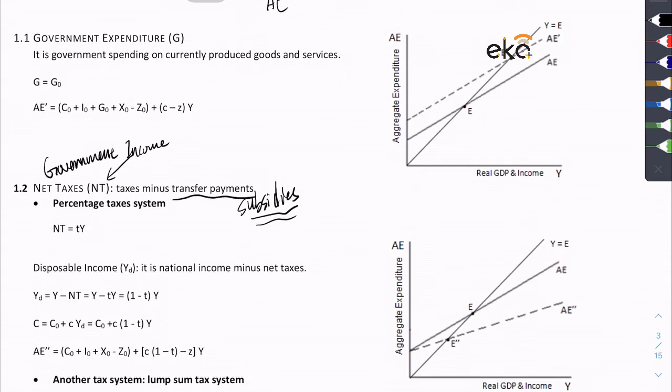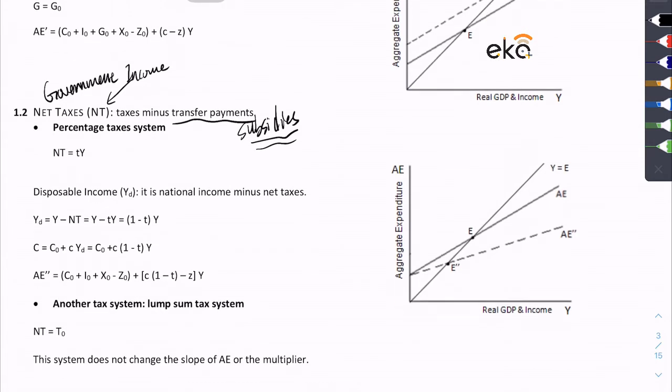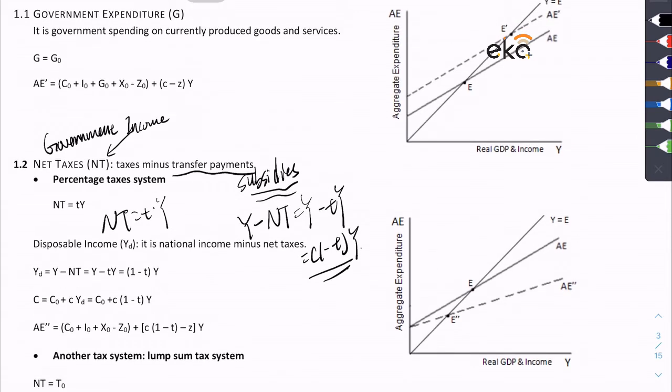There are two tax systems. First, the percentage tax system, which is what we are using today. NT equals T times Y, sorry, no YD, just Y. Here YD is the disposable income, which is Y minus NT, which is Y minus TY, and equals Y minus T times Y. Here we need to write this Y as YD because we have taxes.